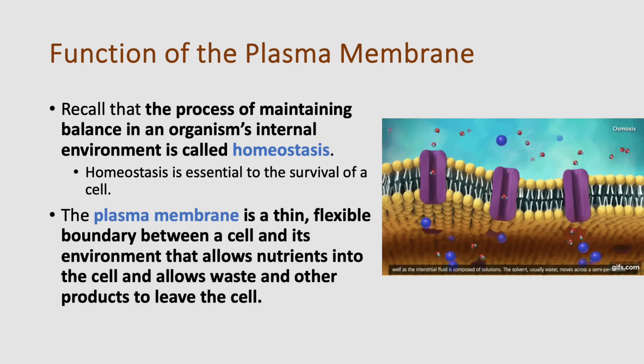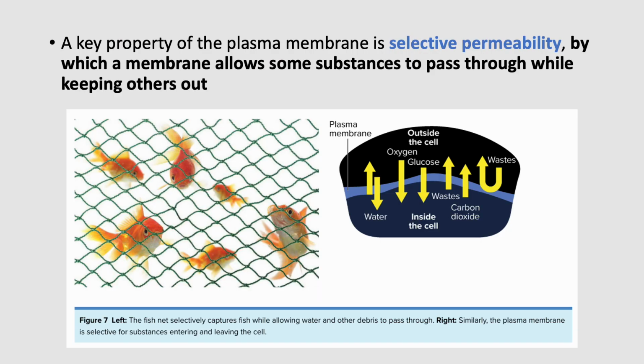So the plasma membrane is a thin, flexible boundary between a cell and its environment that allows nutrients into the cell and allows waste and other products to leave the cell. The plasma membrane is so important in maintaining the balance that supports life for the cells in our body. Now, a key property of the plasma membrane is that it is selectively permeable, which means that the membrane allows some substances to pass through while keeping others out.